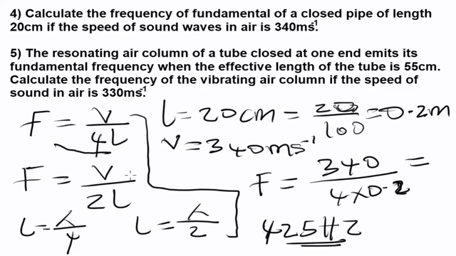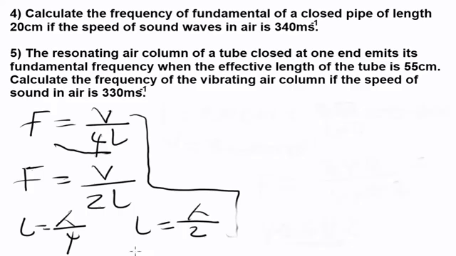Now let's wipe this and solve question 5. And after it, you can call it a class. For question 5, it says the resonating air column of a tube closed at one end emits its fundamental frequency when the effective length of the tube is 55 cm. Calculate the frequency of the vibrating air column if the speed of sound in air is 230 meters per second.